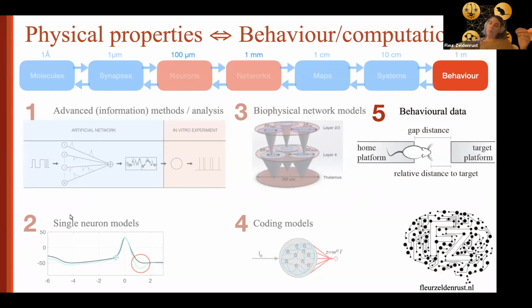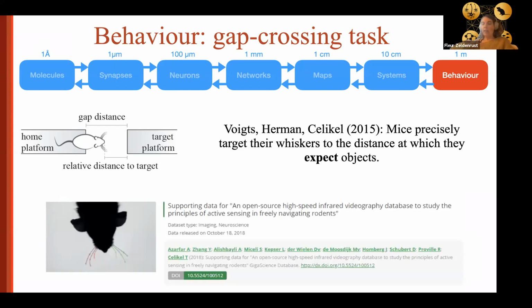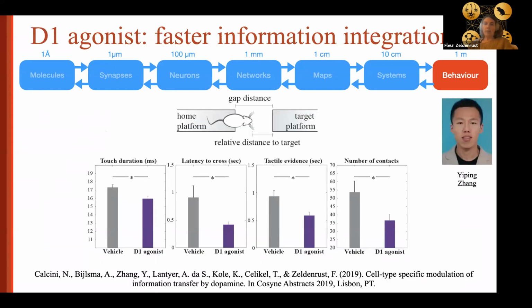We also approached the same from the completely other side, from the behavioral part. So I showed you already before this gap crossing task. If an animal is on a platform, it has to find the other platform. It's in the dark with its whiskers, and funnily enough, they're motivated enough. Maybe they find the experiment boring or something. When they know where the target platform is, they jump. And again, this data is shared if you want to play around with it.